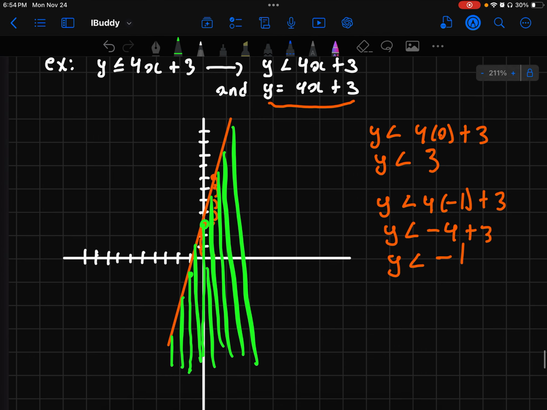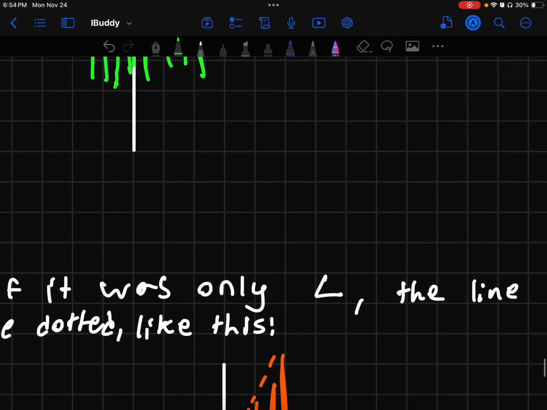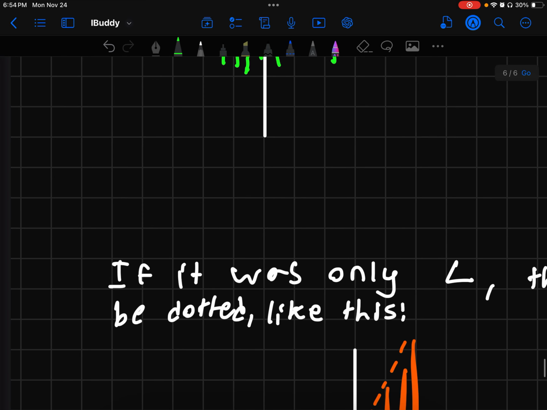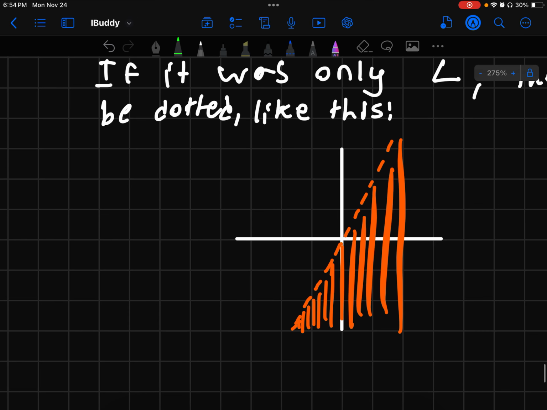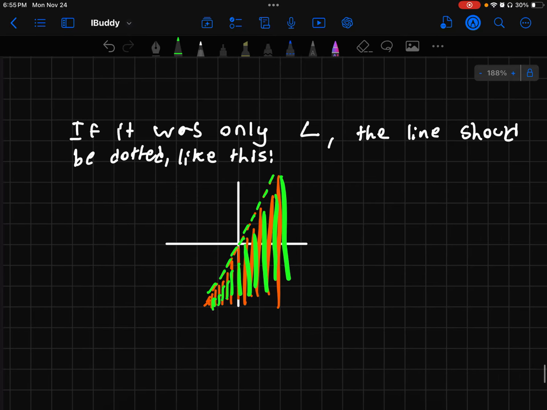But what if there was no equal to, and it was only less than or more than? In that case, if it was only less than, the line should be dotted. So it would be something like this. You would draw your line like this, whatever the equation is, and then just draw your lines down, just like this. So that's essentially how you graph linear inequalities.